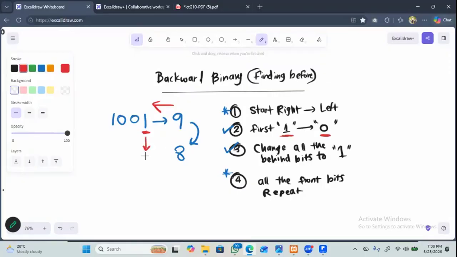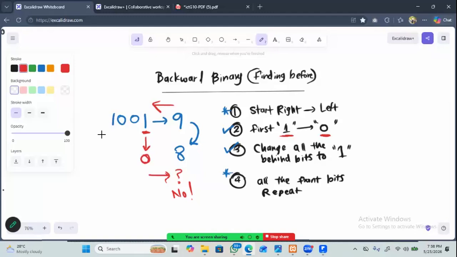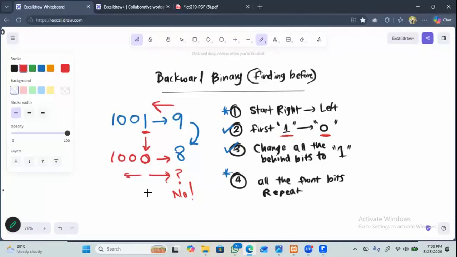Turn that to a 0. Kids, change all the behind bits to 1. Do we have any behind bits? No, there are no behind bits. But front bits are there. We have front bits, so you have to repeat them exactly. We have 1, 0, 0. This is my number 8.